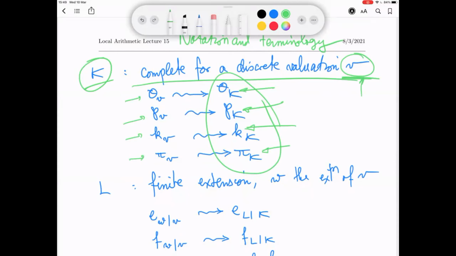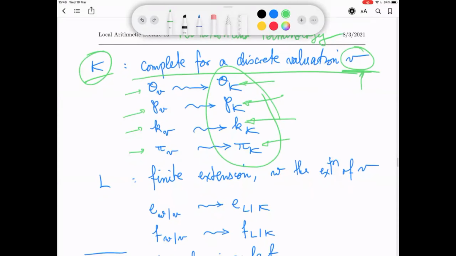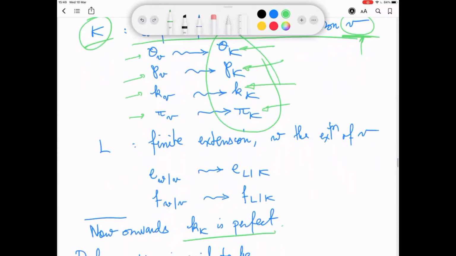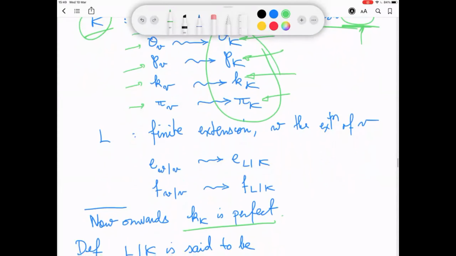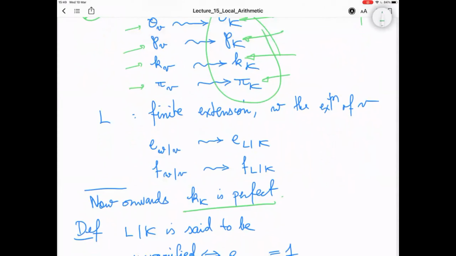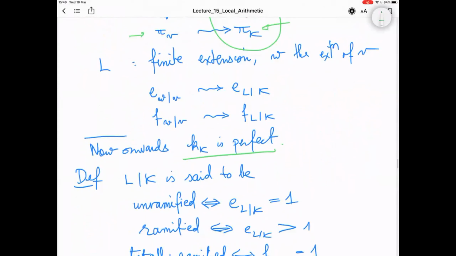There's nothing very difficult to understand here. And if I take a finite extension L of K, and I know that there's a unique valuation w on L which extends V, but I don't want to give it a name.